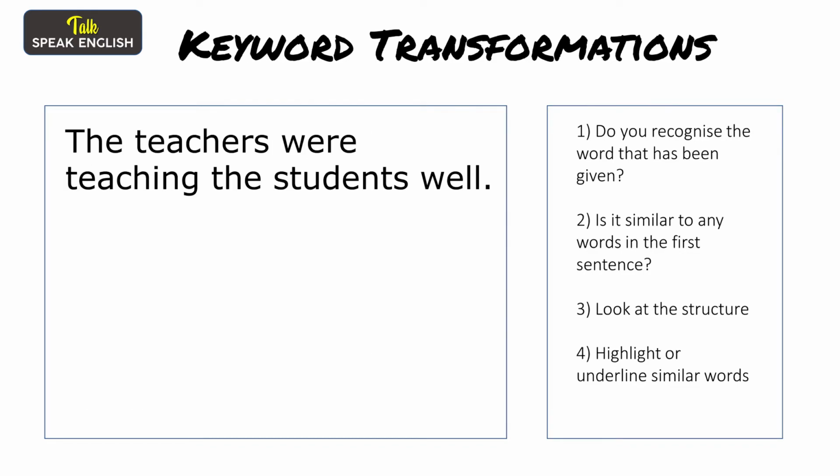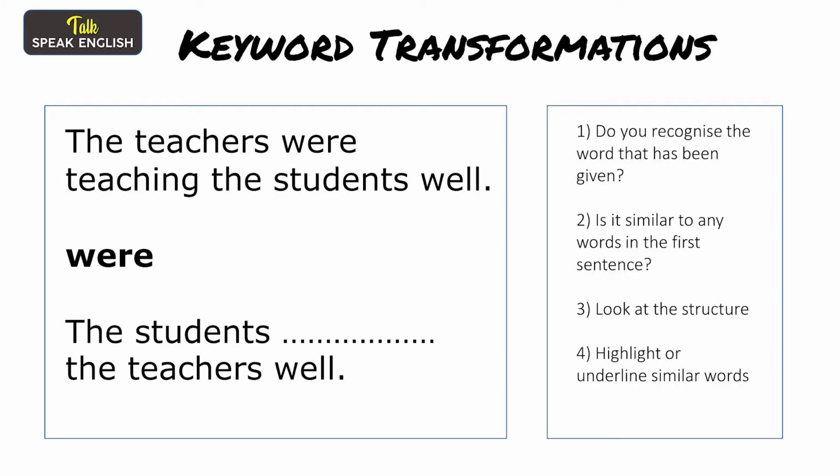Another structure that is very common is active to passive sentences. Let's take a look at an example. The teachers were teaching the students well. And the word that we've been given here is "were". Here we can skip steps 1 and 2, and we can go straight to step number 3, as we have a huge clue to help us identify what we need to do.